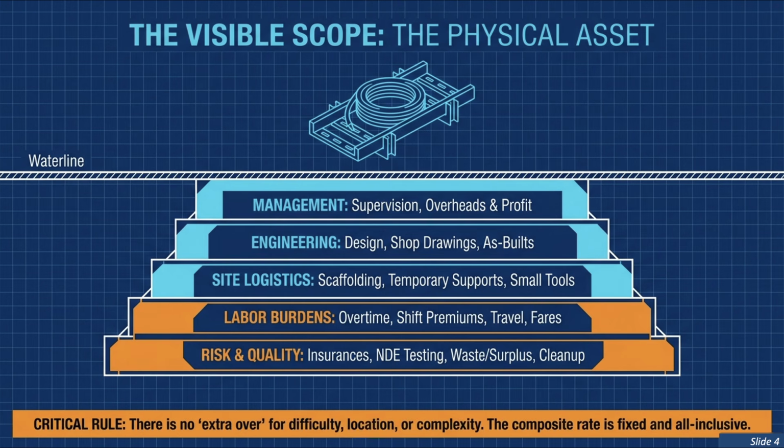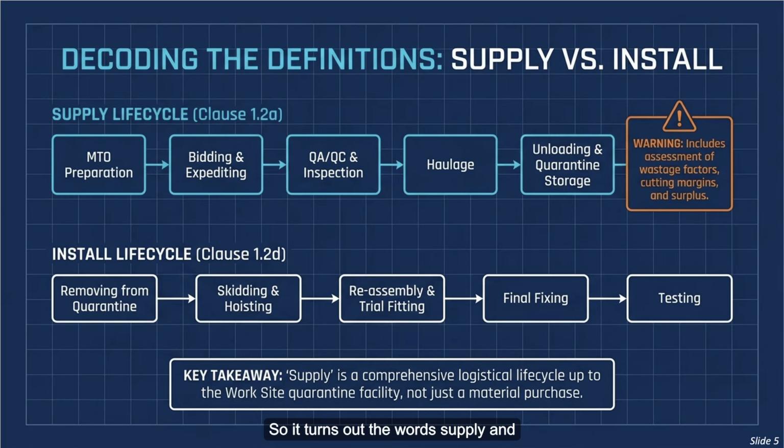gets started. So it turns out the words supply and install probably don't mean what we think they mean. You see, supply isn't just about cutting a purchase order to a vendor and waiting for a delivery truck. It actually represents a massive, comprehensive logistical life cycle. Think about it. Material takeoff preparation, bidding, QA/QC, haulage, and unloading at a quarantine storage facility. And crucially, that supply rate must include an assessment for wastage factors, cutting margins, and any surplus.